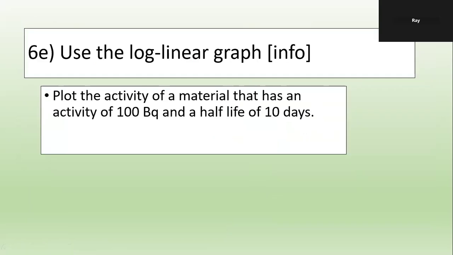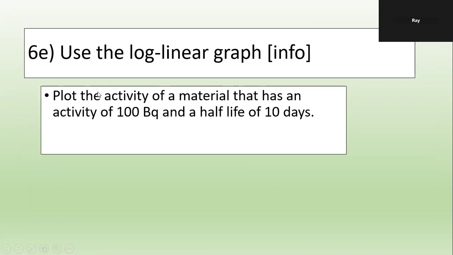Now we can use a log linear graph. This is not common anymore, but it does come out in AS. This type of graph paper is very hard to find these days. I can roughly show you for your info.